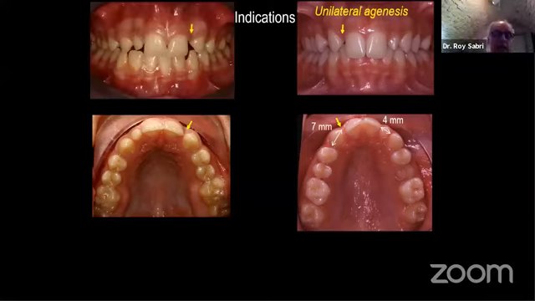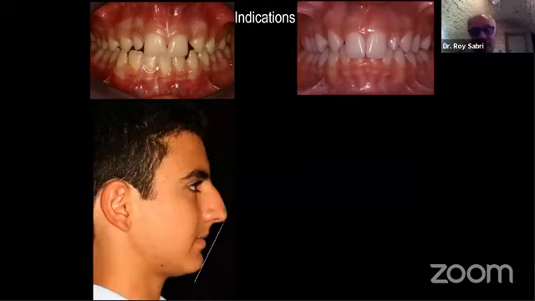Here is exactly a very similar case, also unilateral agenesis, where you have a peg-shaped lateral on the other side. Okay, they had exactly the same arch length deficiency. So what's better? Space closure for both? Space closure is better?